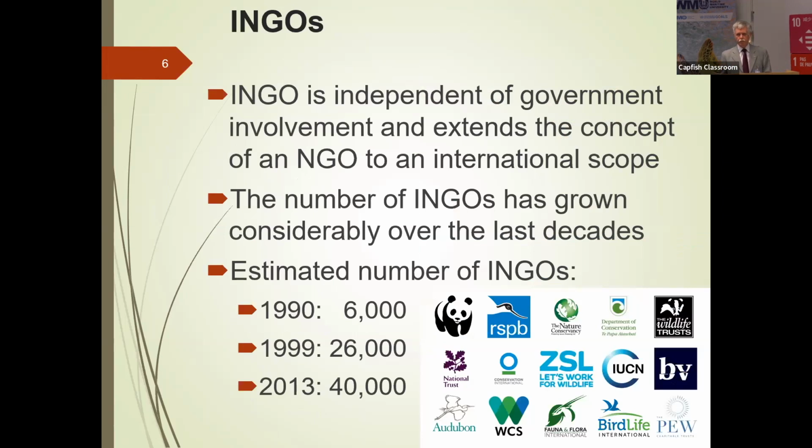Now, this brings me to the definition of an international non-governmental organization, often the acronym INGO. An INGO is an NGO which is independent of government involvement, but where the concept of a non-governmental organization is extended to an international scope. The number of INGOs has grown considerably over the last decades. The number was estimated to be approximately 6,000 in 1990, 26,000 in 1999, and 40,000 in 2013, which is the latest figure I could dig out.